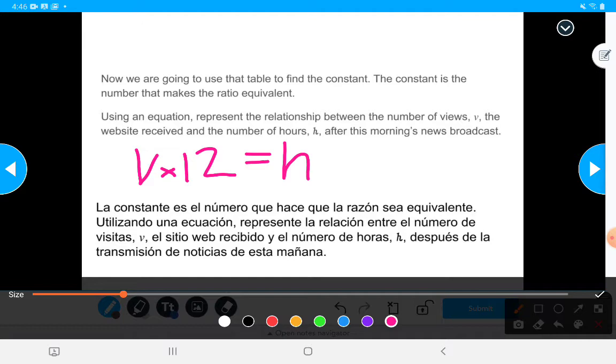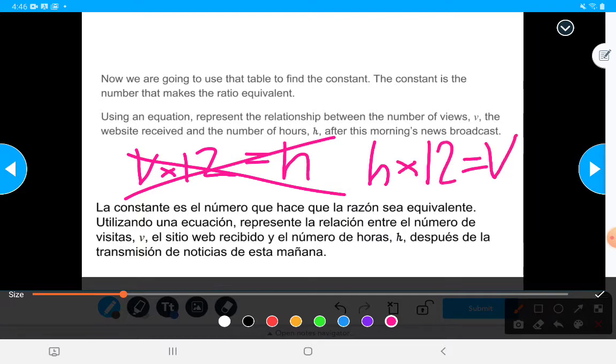Oh, wait a second, that's incorrect. It was actually the opposite because there were more views than hours. So this would be incorrect. The correct answer would be it was the hours times the 12, and that got us to the number of views. Whew, that was close. Okay, so again, we make mistakes. We got to go back and check. The way I caught that was I thought, it doesn't make sense that there would be 12 times more views than hours. So I had to make sure. The views times 12 shouldn't be the hours. There should be 12 times more views than hours.